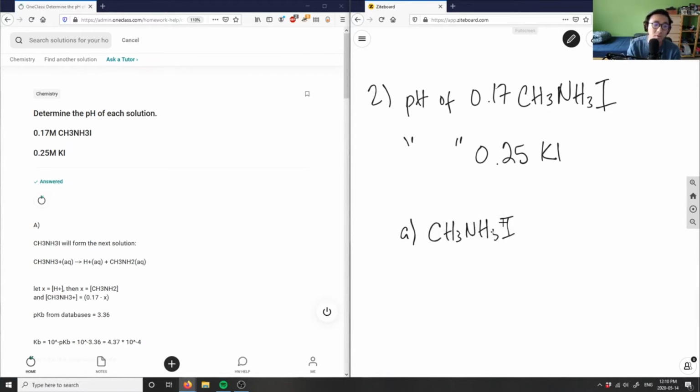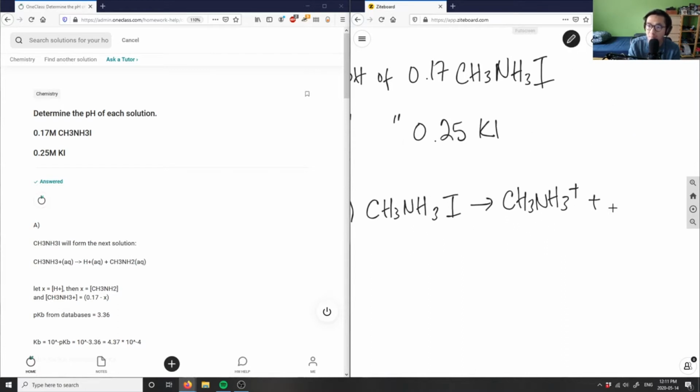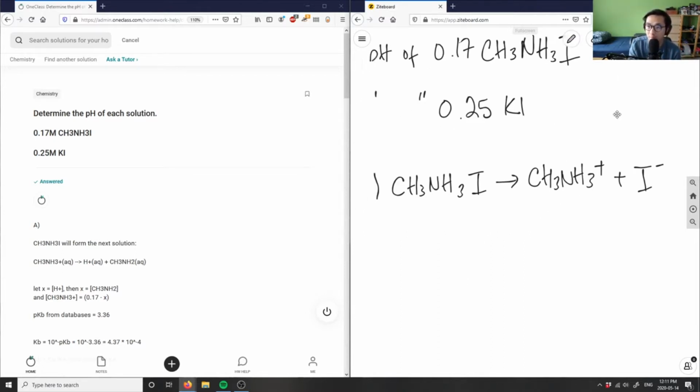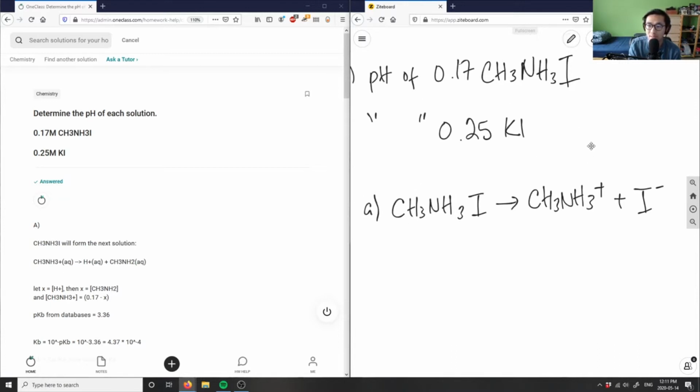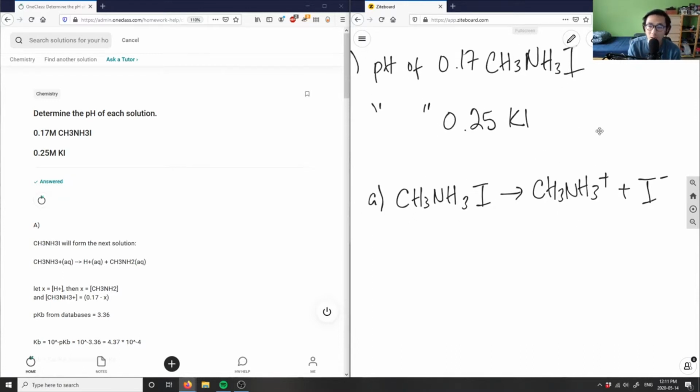So I have CH3NH3I. This is going to ionize in water, sorry, not dissociate, to form CH3NH3+ plus I-, our iodide here. This step isn't in equilibrium, but we care about this CH3NH3+, this methylamine cation. This is going to then react with water, and that gives us our equilibrium reaction, plus H2O.